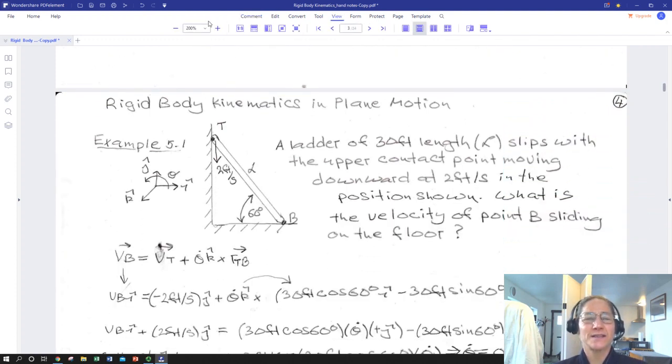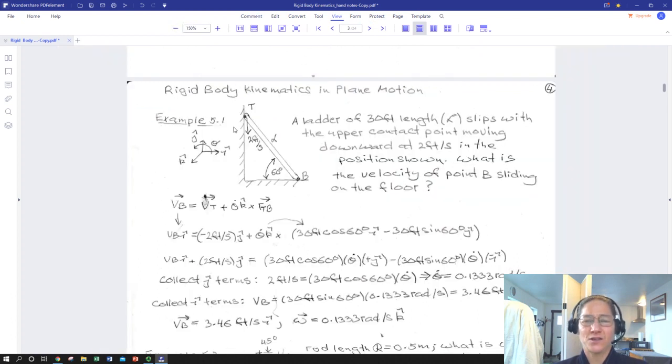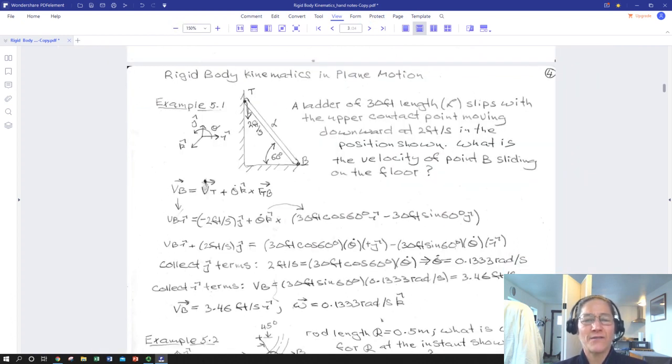So let's do an example and show how powerful this is. We have a ladder and it's resting up against a wall and on a floor. It's going to slip. It's 30 feet long, so our L is 30 feet. The upper contact point is moving down the wall at 2 feet per second. Somebody could measure that. They're looking straight at the wall. They're going, wow, that point's sinking at 2 feet per second. How fast is point B sliding across the floor?